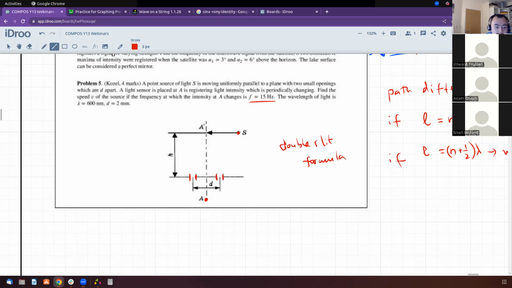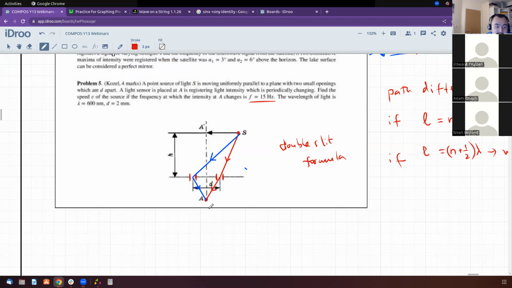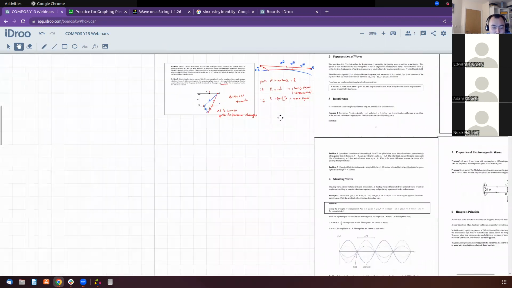But the bottom line is you have waves coming from S to the slit 1, and then going to A, and then you have waves traveling from S to A like this. So there is a path difference. And therefore, as S moves, this path difference changes. And your task is to work out the relationship between the speed and how the path difference changes. So as S moves, path difference changes. Okay. What else?